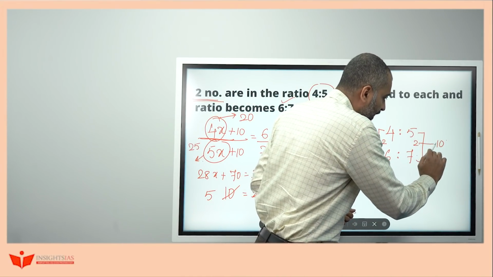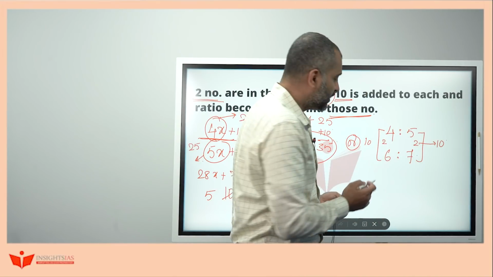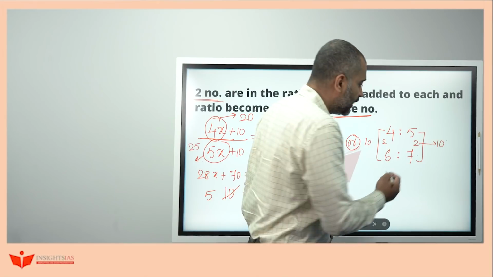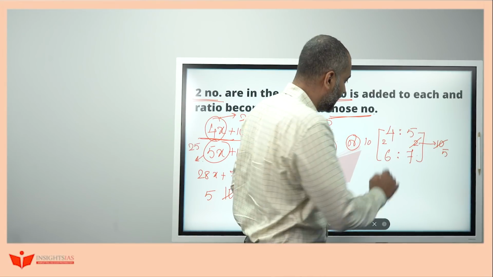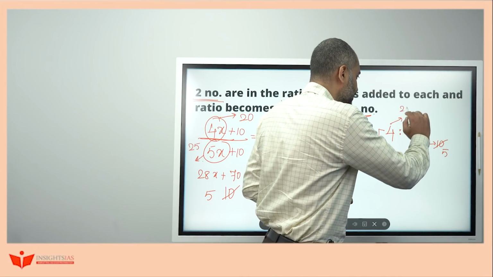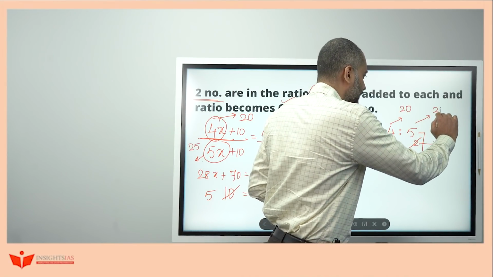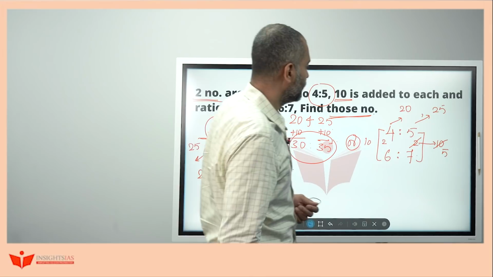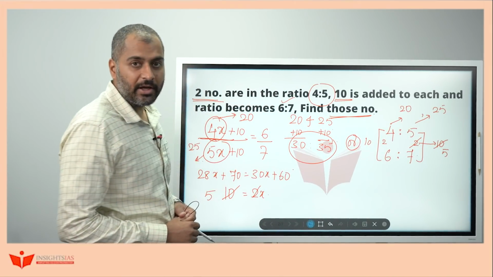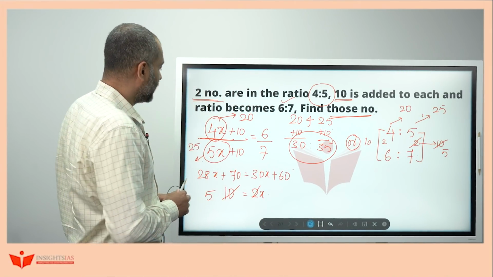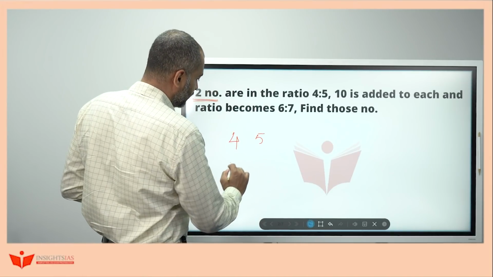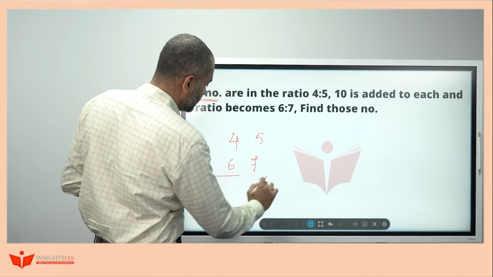So these two parts are nothing but 10. If two parts is 10, one part is 5. If one part is 5, 4 parts is 20 and 5 parts is 25. The numbers are 20 and 25. Rather than going by these two methods, I'll show you one more method. 4:5, afterwards it becomes 6:7.